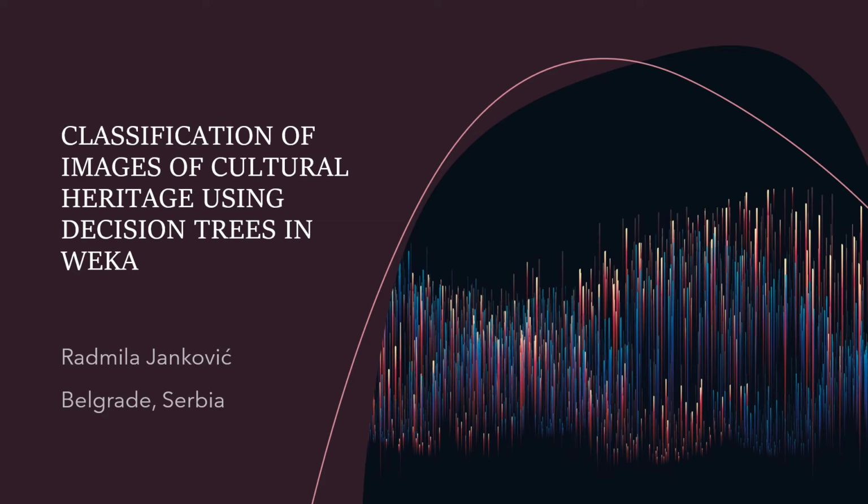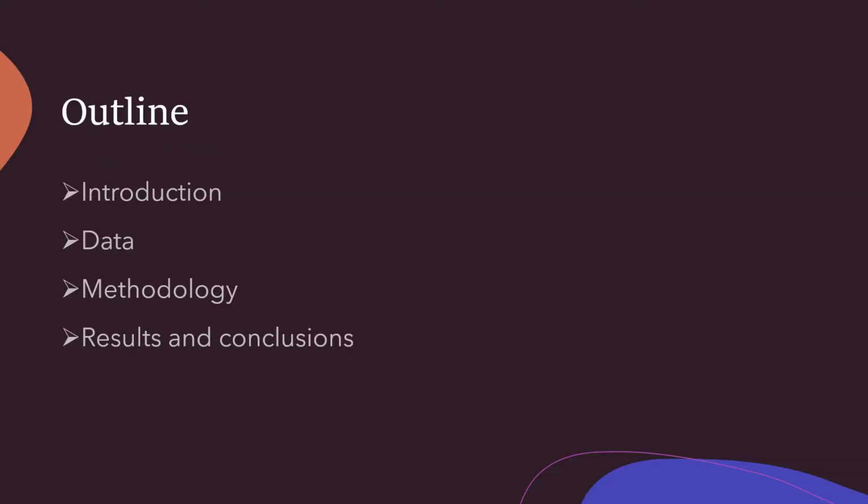Hello everyone. In this presentation, I will be talking about the classification of cultural heritage images using decision trees in WEKA. First, I will introduce you to the topic of this research, followed by the presentation of the data used in this research. Next, I will be talking about the applied methodology, followed by the discussion of the results and conclusions.